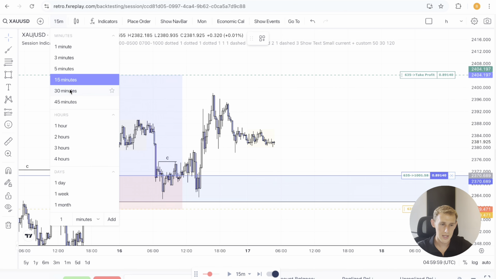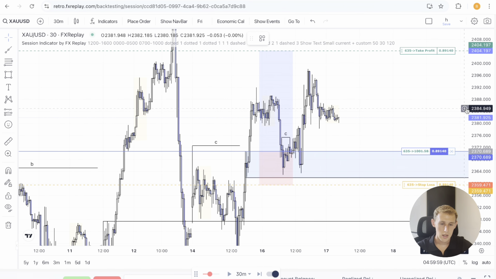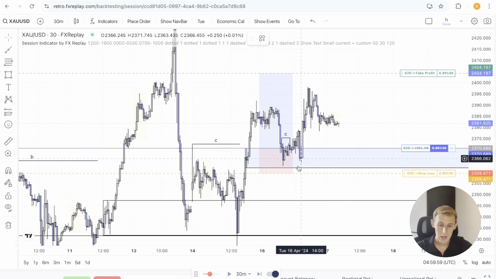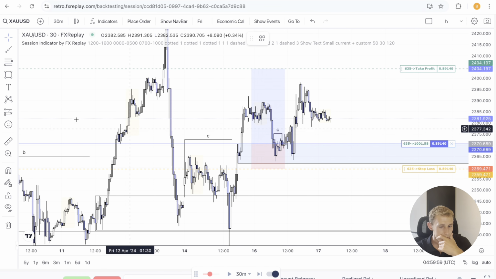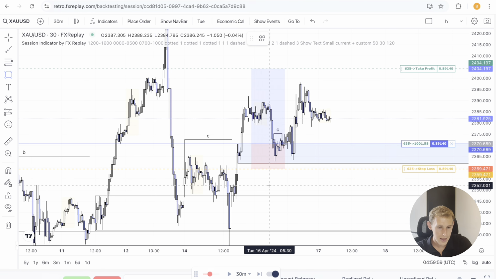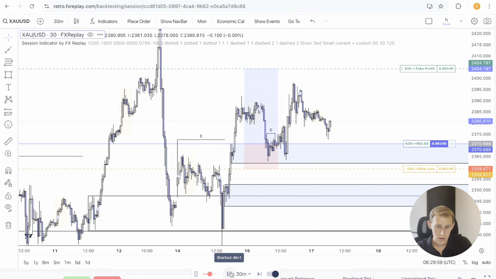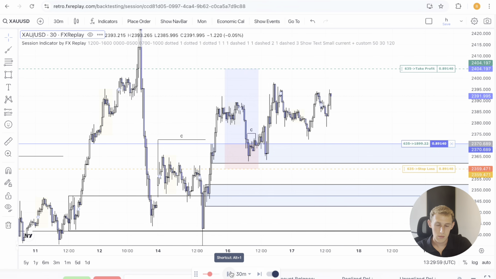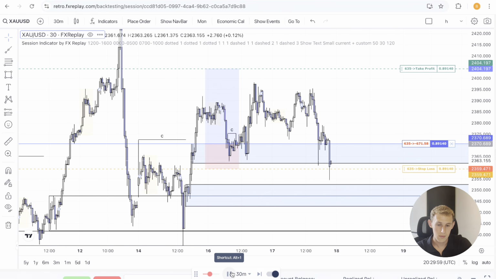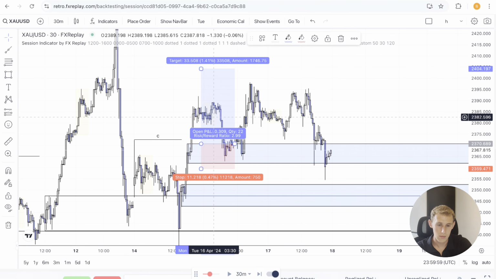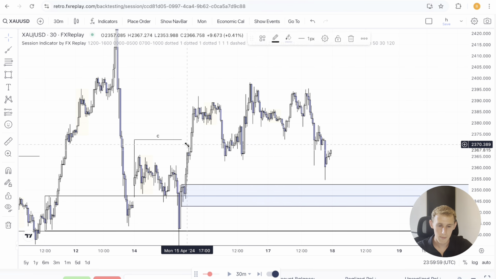So it took this external high. I'm not really liking this because it looks now like this is probably going to be the liquidity that price takes out. If it does take that out, we maybe have this lower demand to look at. Yeah, there we go. So we just got stopped out of that one.